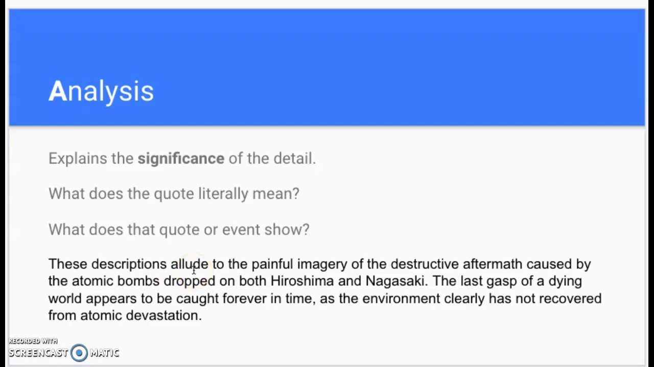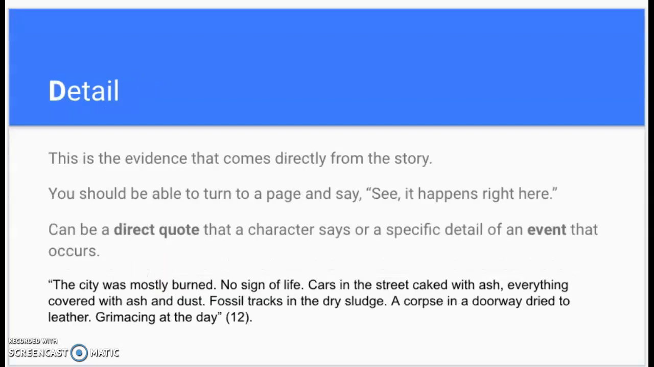These descriptions allude to the painful imagery of the destructive aftermath caused by the atomic bombs dropped on both Hiroshima and Nagasaki. The last gasp of a dying world appears to be caught forever in time, as the environment clearly has not recovered from atomic devastation. What I'm doing in these two sentences of analysis is analyzing the language in this quote and how it supports my topic sentence.